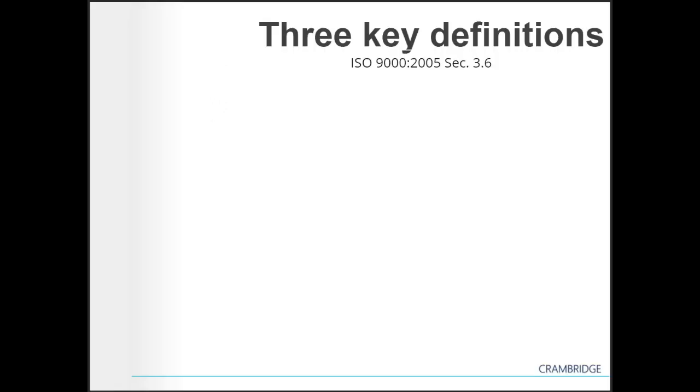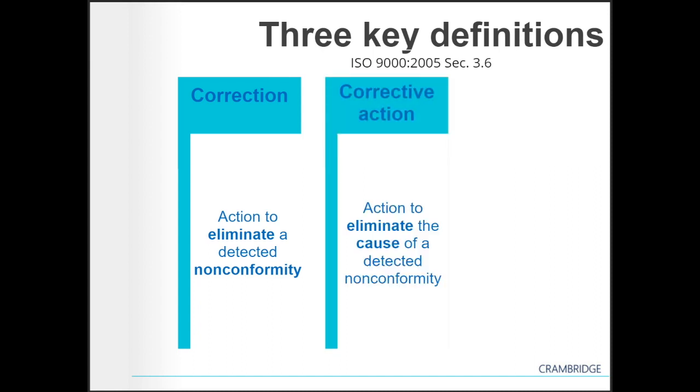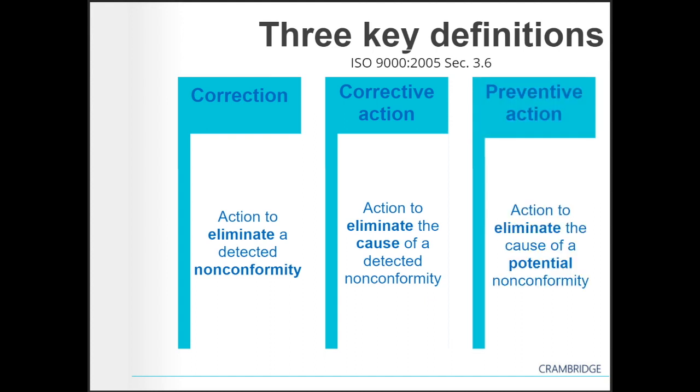ISO 9000-2005 is the only standard which clearly defines the three key terms related to CAPA management. Correction: action to eliminate a detected nonconformity. The key words here are eliminate nonconformity. Corrective action: action to eliminate the cause of a detected nonconformity. The key aspect is elimination of the cause of nonconformity. Preventive action: action to eliminate the cause of a potential nonconformity. The point to note is the word potential.